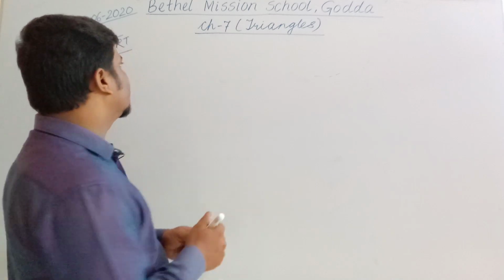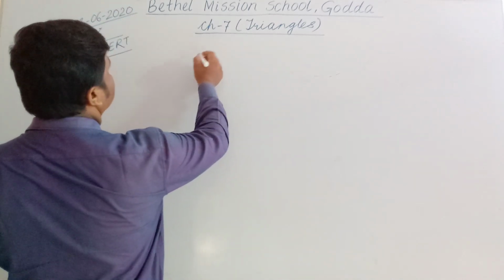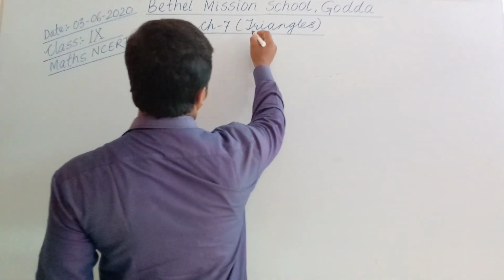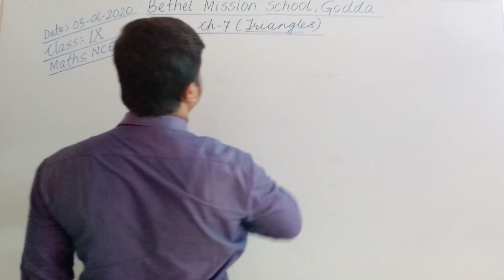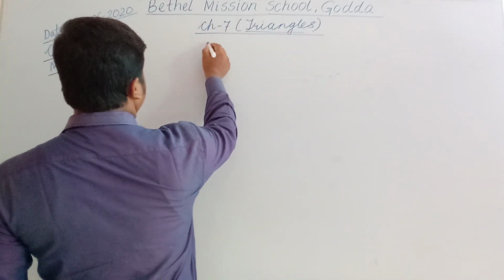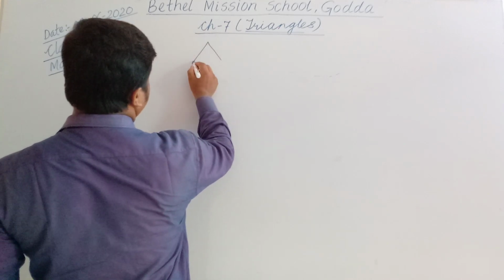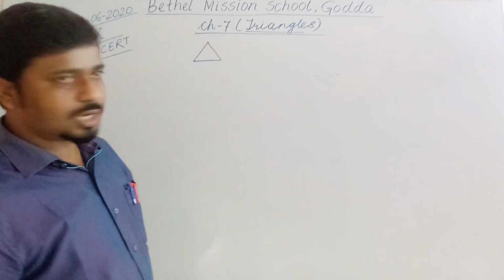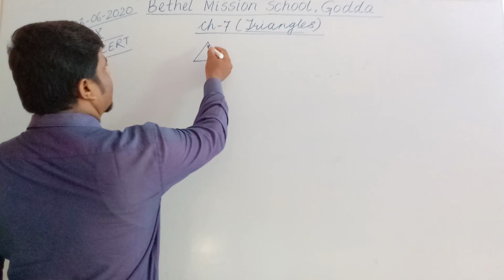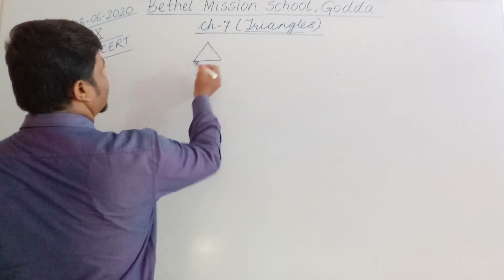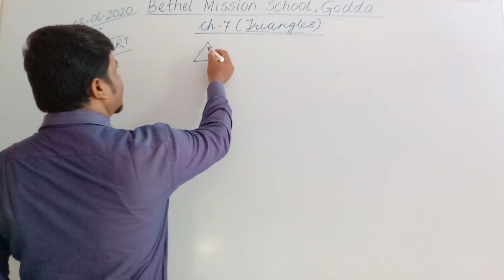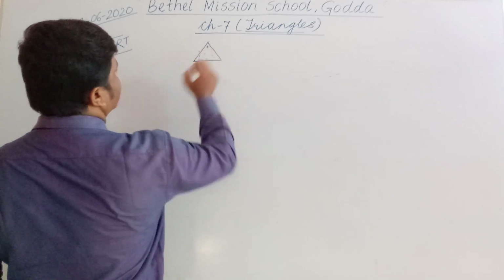You know what is a triangle? First question, what is a triangle? We should understand what is a triangle. So you can see the shape. This is called a triangle. Here you can see 1, 2, 3 line segments are there, and this portion is bounded by these 3 line segments.